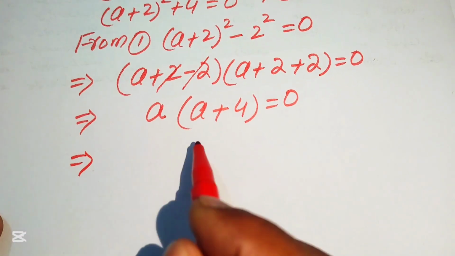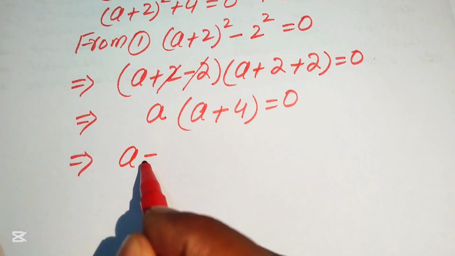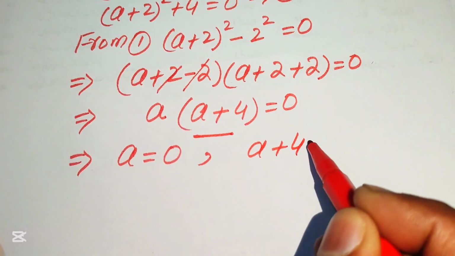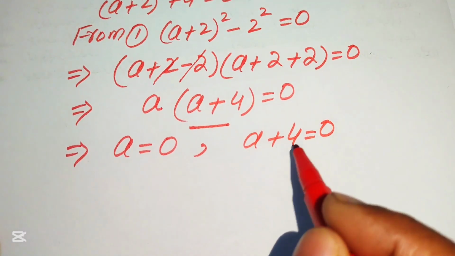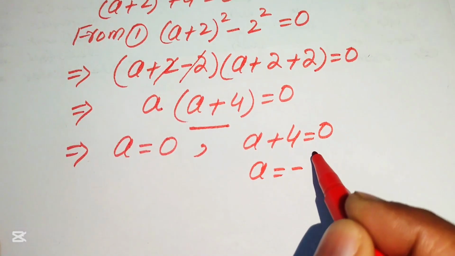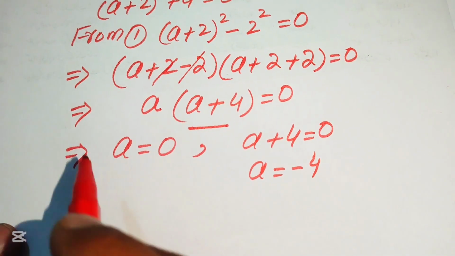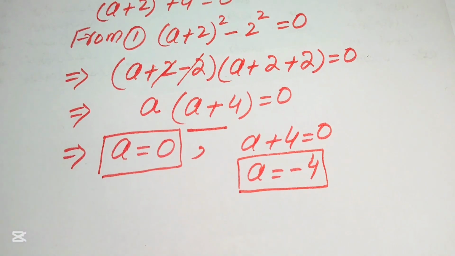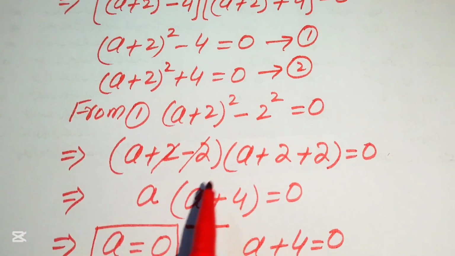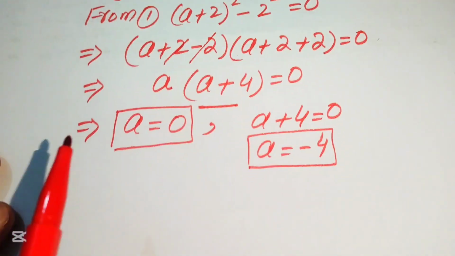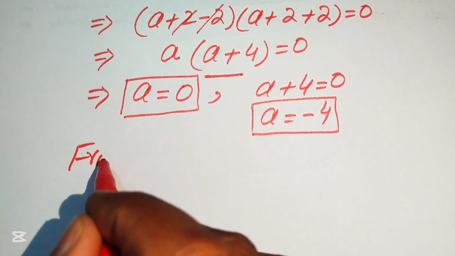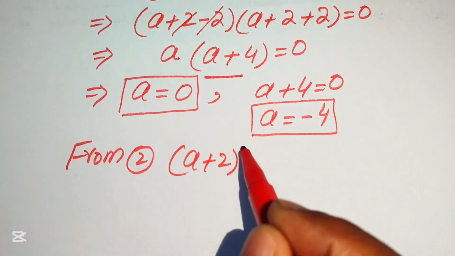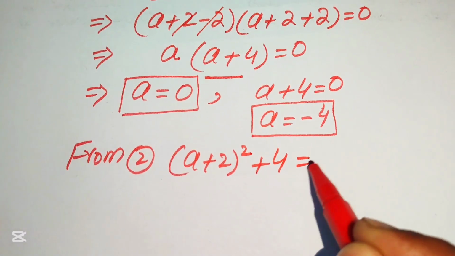Here we convert this into two cases, and we get first the value of a equals 0, and from a plus 4 equals 0 we get the value of a equal to minus 4. So we get two values of a from the first equation, and we need the remaining two values, so we need some working to find these values from equation number 2. Now we copy down equation number 2. From equation number 2 we have (a + 2) squared plus 4 equals 0.